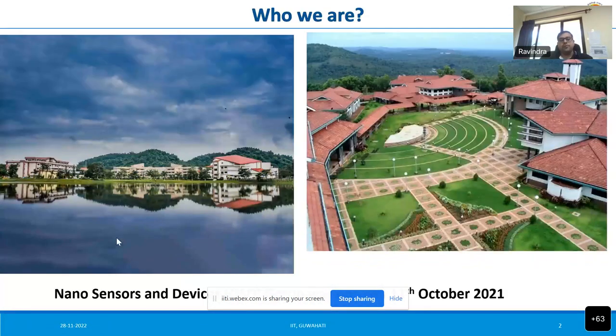Okay, so we are from the Nano Sensors and Devices Group that I have established here at IIT Guwahati on 11th October 2021. So the group is kind of a new group, but I have been carrying some understanding of the topic. We recently had one postdoc join us, who will be joining on 1st of December. She is also an expert on the theoretical front of sensors. We have some PhD students and then a few MTech students. So collectively, we work on different fronts of nano sensors.